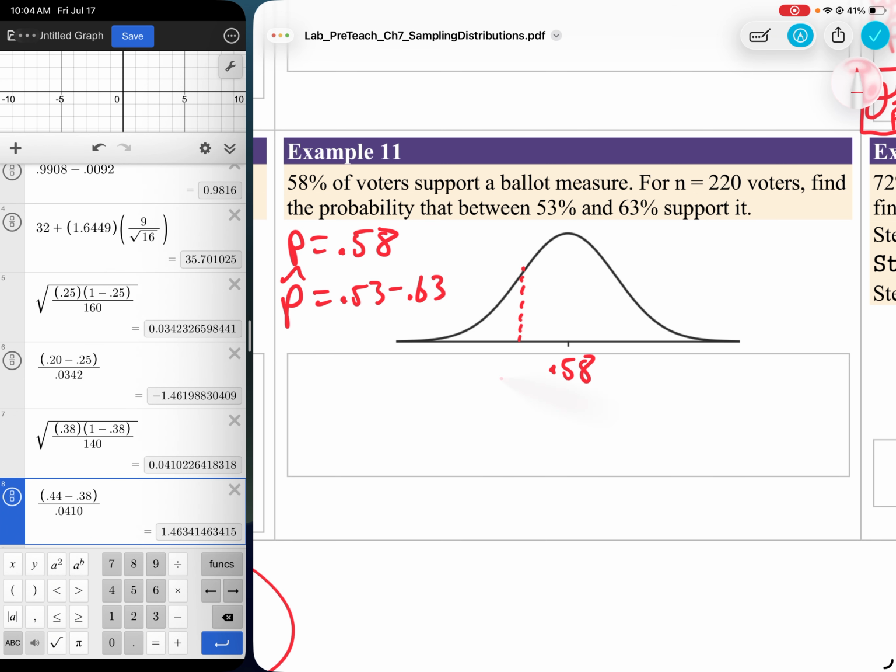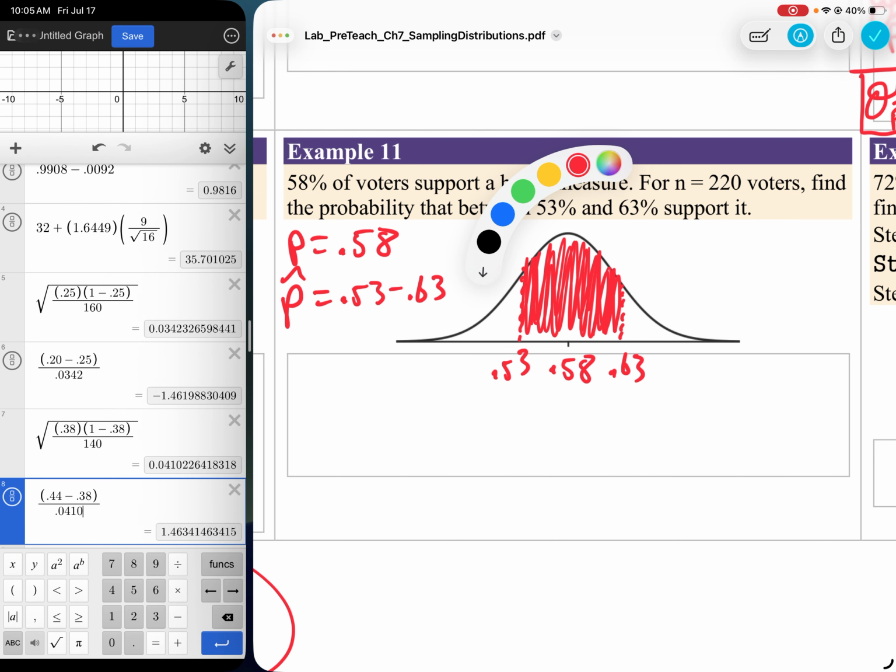So we want to know what is the chance of 0.53 to 0.63. We want an in-between probability. Whenever we do in-between probabilities, we need to find the z-score for both the lower and upper bound that we're analyzing. We'll find the left tails and we'll subtract the left tails. But we can't do any of that until we have the standard deviation, which I'm going to do up here.